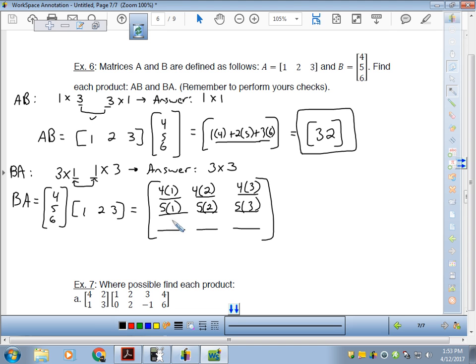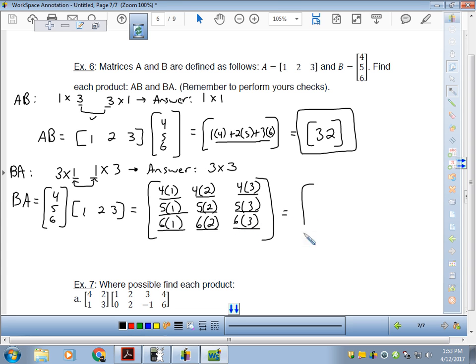This next one, this is row 3, column 1. So I'm going to take row 3, which is 6, multiply it by column 1, which is 1. So this is 6 times 1. The next element, this is row 3, column 2. So I'm going to take row 3, which is 6, multiply it by column 2, which is 2. So I'll have 6 times 2. The last element, this is row 3, column 3. So I'm going to take row 3 here, which is 6, multiply it by column 3 here, which is 3. So I'll have 6 times 3.